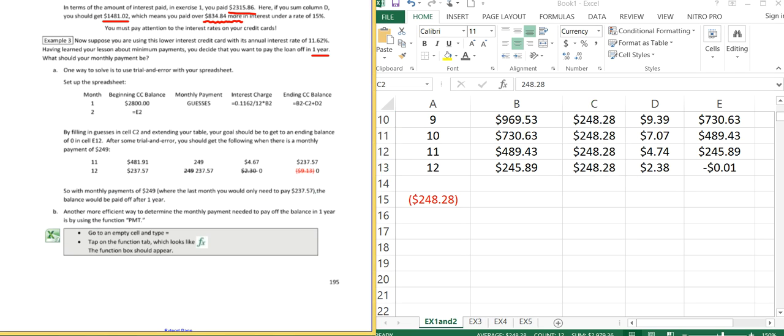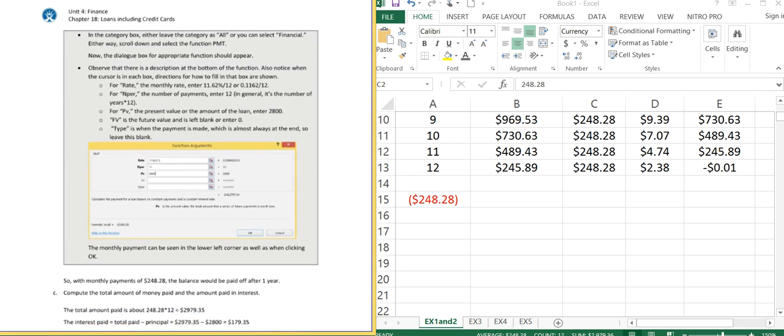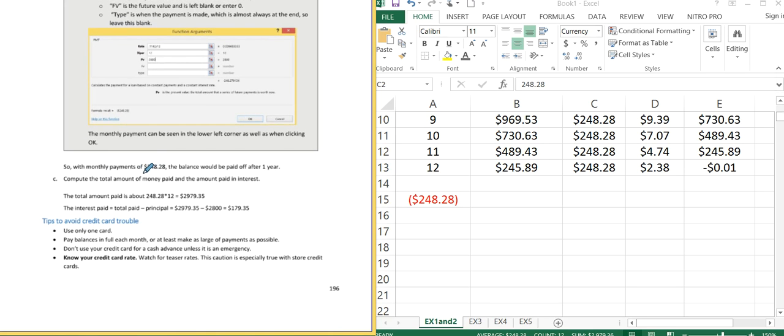And so that means, again, all this will be in your notes when you need to refer back, either use the video or your notes there. And so the $248.28 is the monthly payment to pay the balance off in a year.